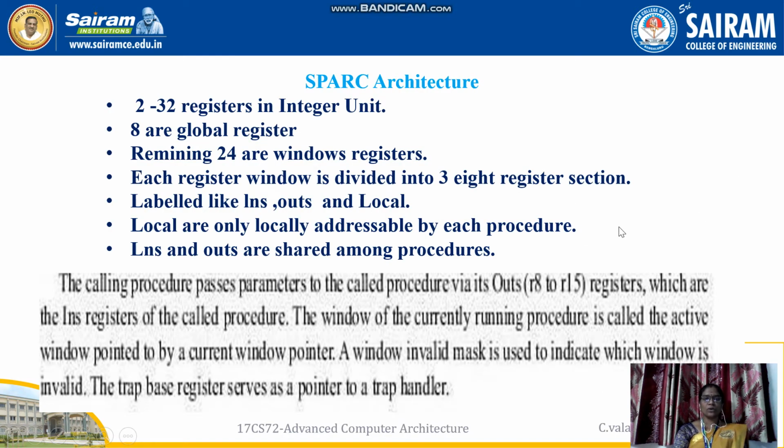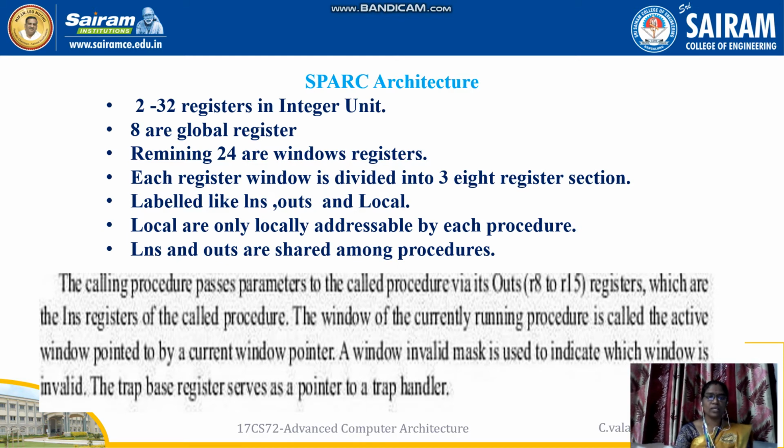Next, we are going to see the Spark architecture and its register arrangement. I already told that Spark architecture has 32 registers in the integer unit. Out of 32 registers, 8 are global registers and the remaining 24 are considered as window registers. Here you have to stick to 2 points: global registers and window registers. Global registers are labeled from R0 to R7.